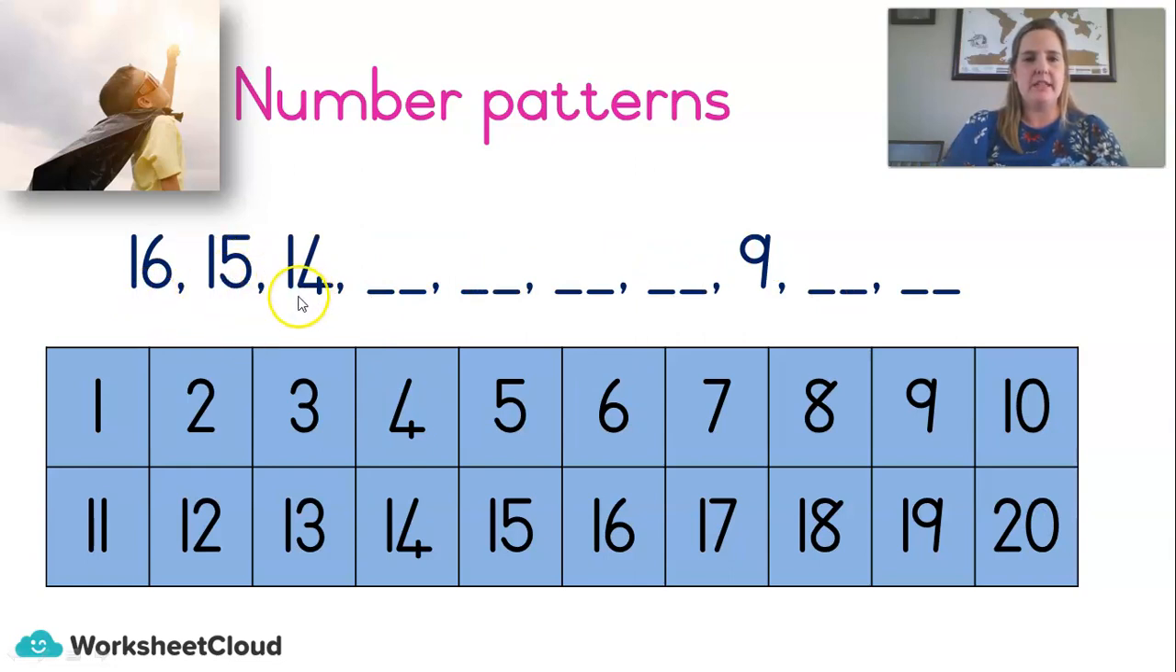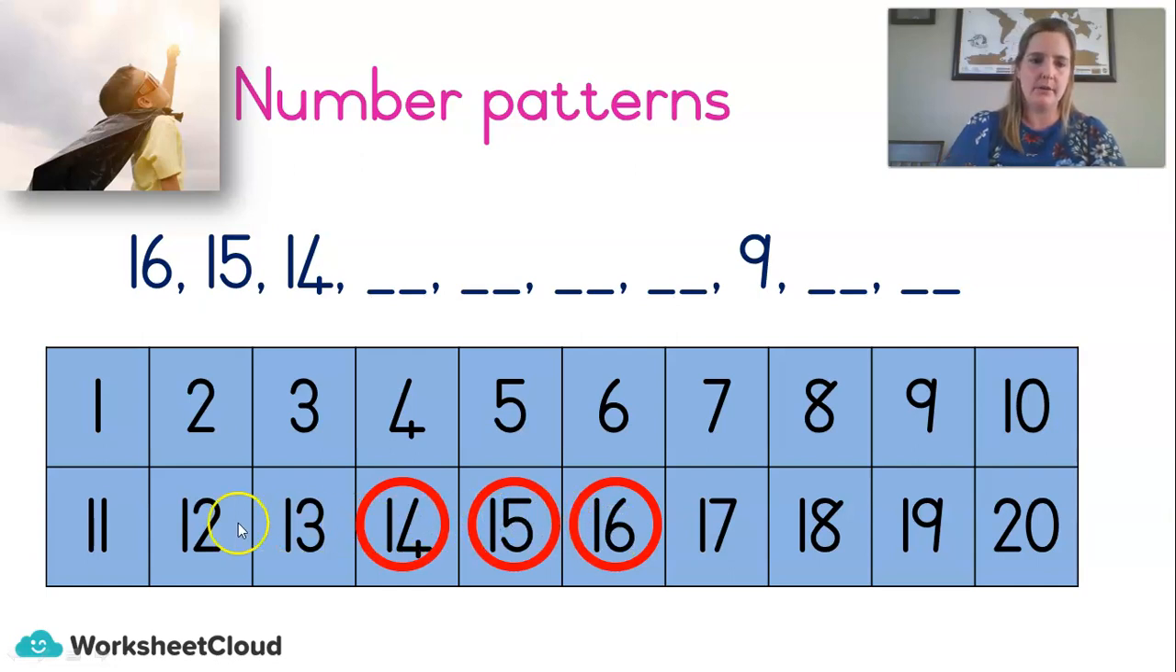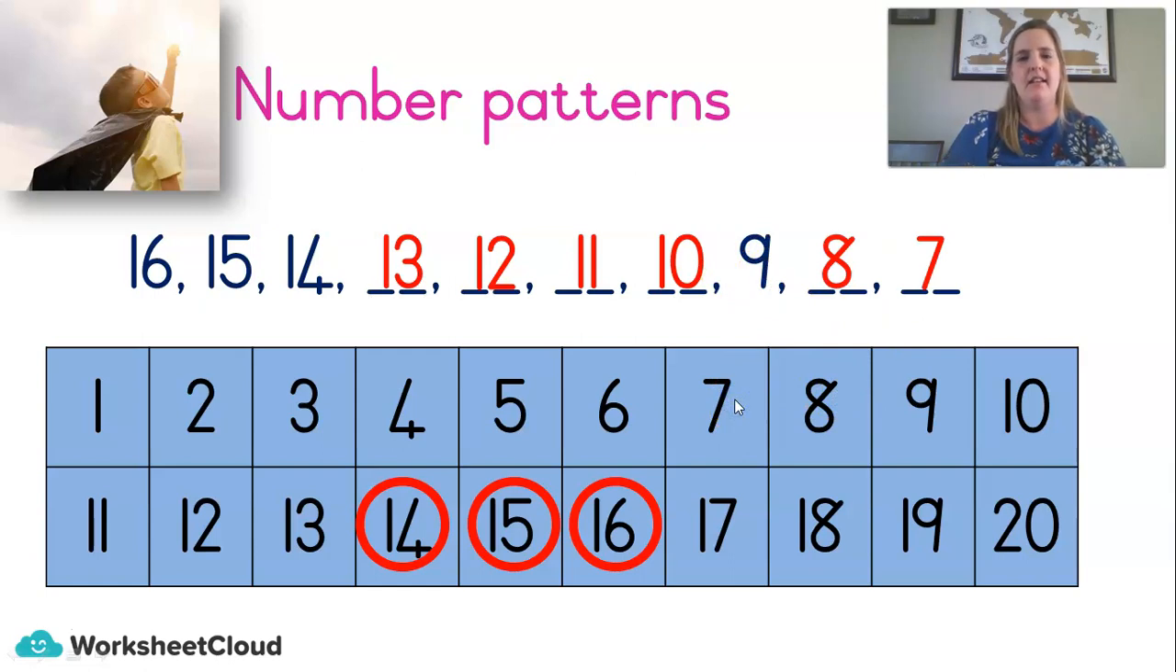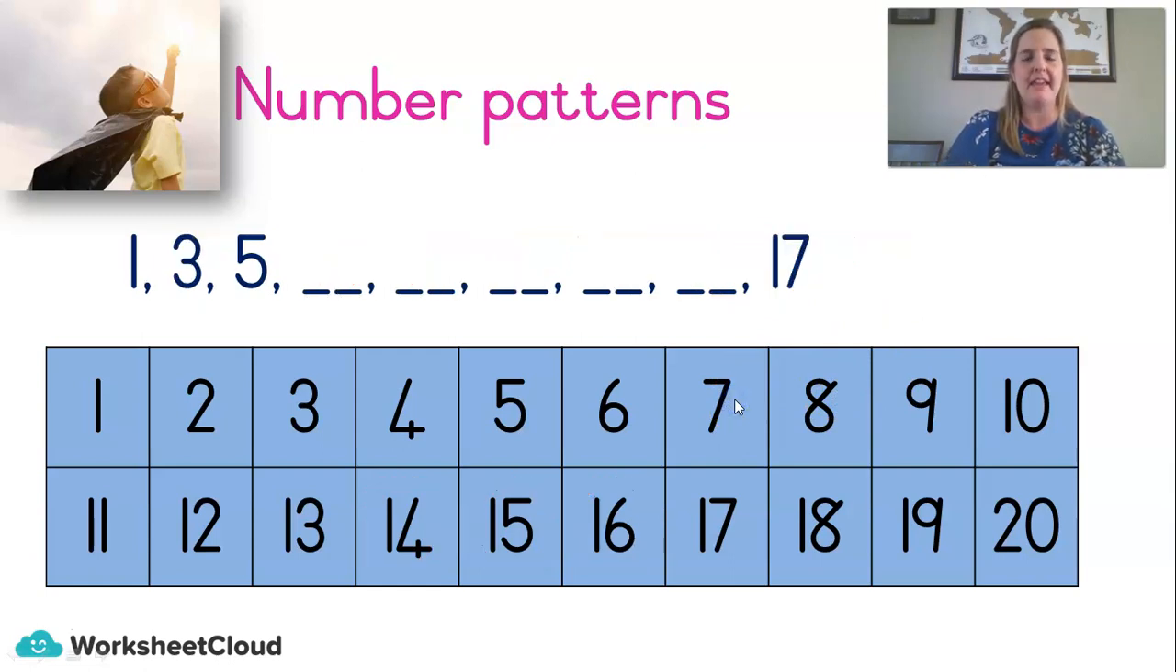16, 15, 14. Right, let's plot that on our 100 block. 16, 15, 14. Okay, are we getting bigger or smaller? Forwards or backwards? Backwards, hey. And by how much? Just one hop each time. So now we've got a good idea of where we're going. 16, 15, 14, 13, 12, 11, 10. And they've given us a check-up one, which I love. 9, we're on the right track. 8, 7. Awesome.